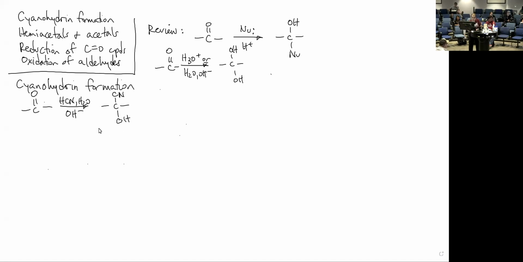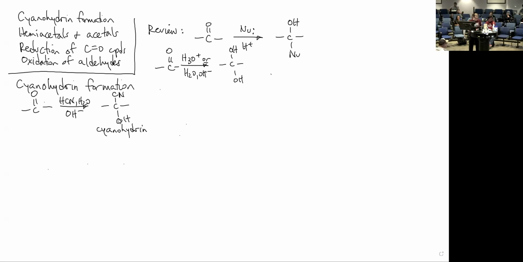OH. So the definition of a cyanohydrin is a compound of this type. It's an sp3 hybridized carbon that's attached to a cyano group or nitrile functional group, and also an OH group. Any compound of that type is what we call a cyanohydrin.